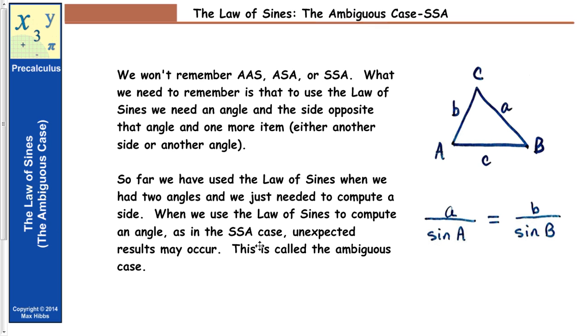of A. So this case is called side-side-angle. We would have these two sides and this angle, but we wouldn't have angle B, and so we'd have to calculate angle B as an example. Anyway, when we use the law of sines to compute an angle, as in the side-side-angle case that I'm describing here, unexpected results may occur. This is called the ambiguous case.